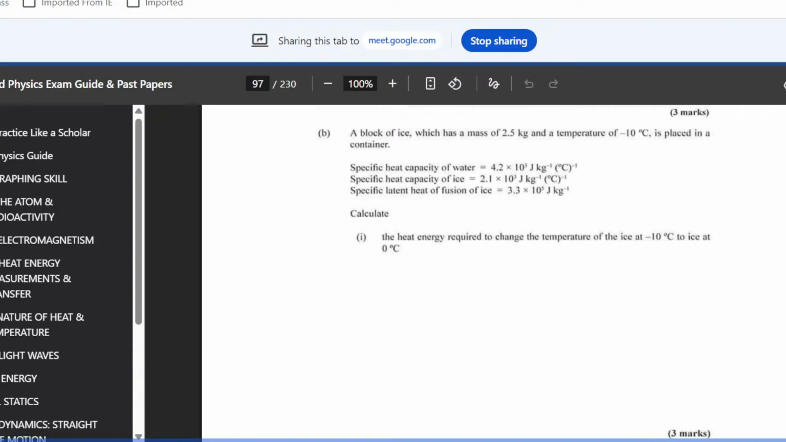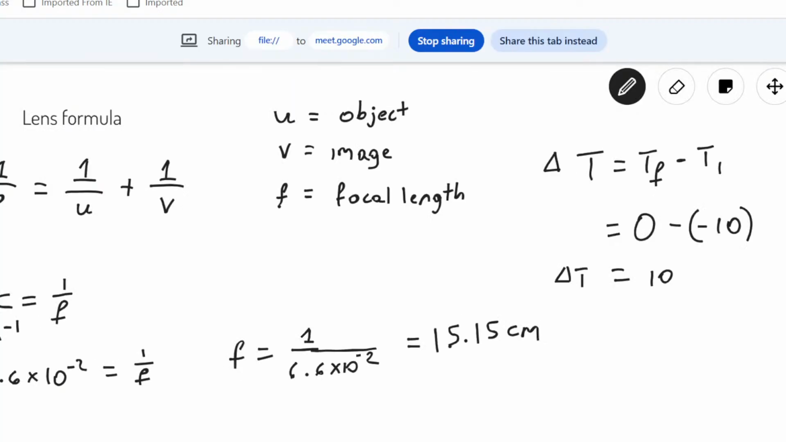What does that work out to? 52,500. So 52,500 joules.